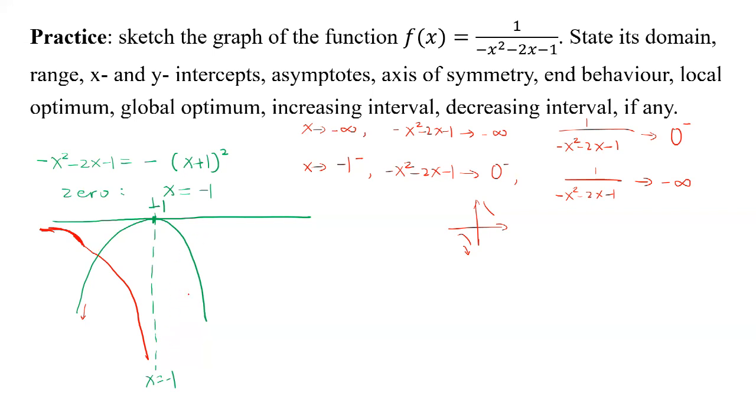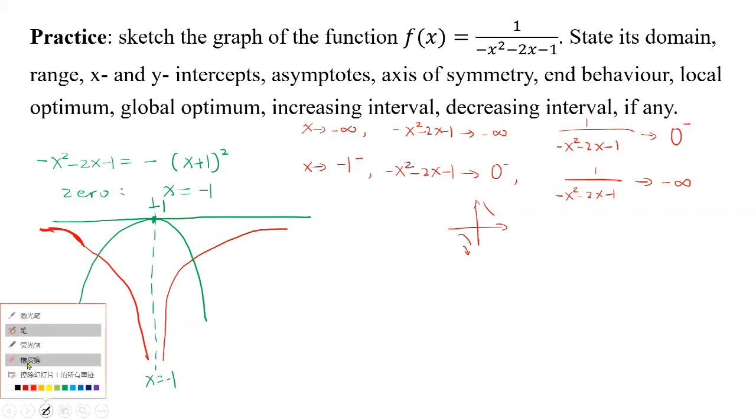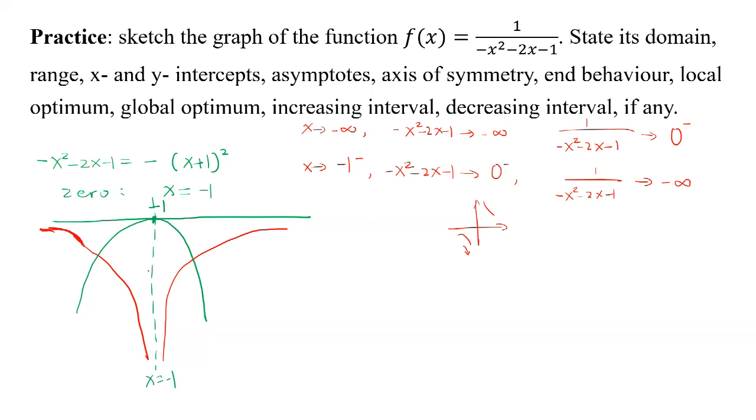So for the other branch, you can use a similar method to analyze its end behavior and draw the curve in the other branch. Or you can just use a line of symmetry to directly draw the other branch like this, right? Okay, so basically the red curve here is the sketch of f(x). All right, so next let's calculate its x and y intercept.